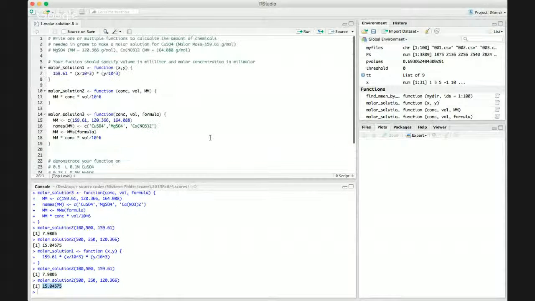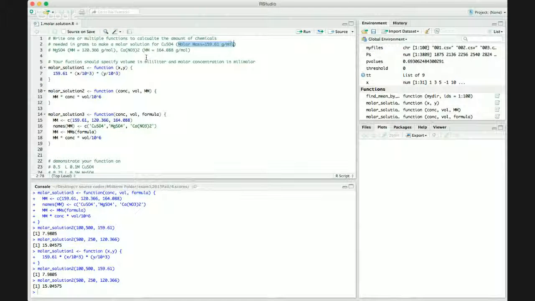Hello, so this morning I will be explaining my code to solve for the molar solution that was given in our midterm. So our problem was to write functions to calculate the amount of chemicals needed in grams to make a molecular solution for CuSO4, MgSO4, and CaNO3 two. And here you can see that the molar mass, or the MM, was given for each of these compounds.